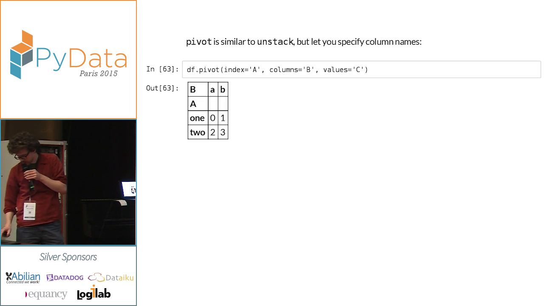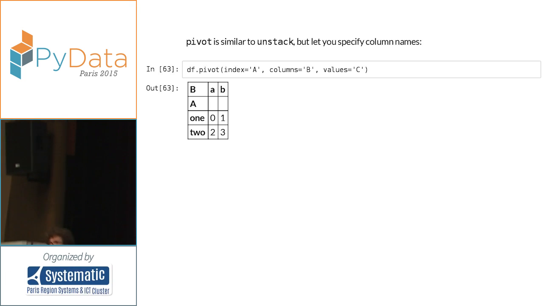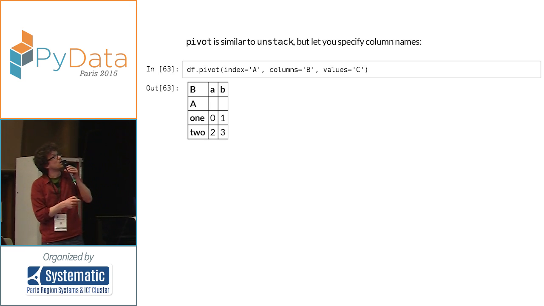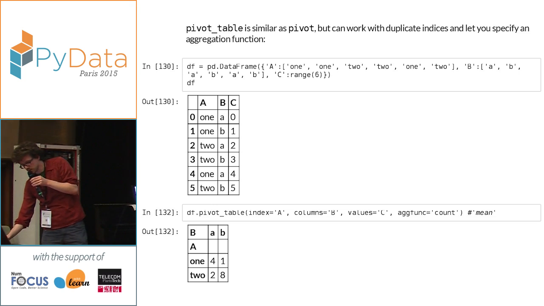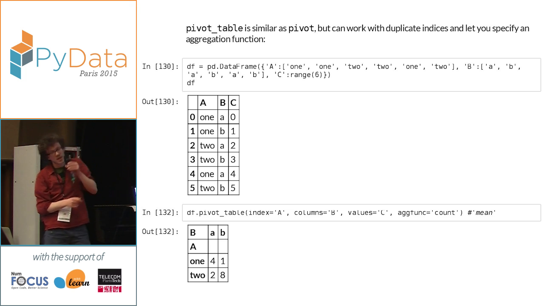But pivot is actually something similar, but here it's a little bit less flexible, but maybe easier to use, as you can just indicate which columns you want to use as the index labels, as the column labels, or as the values in the data frame itself.